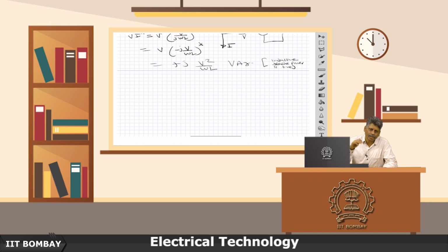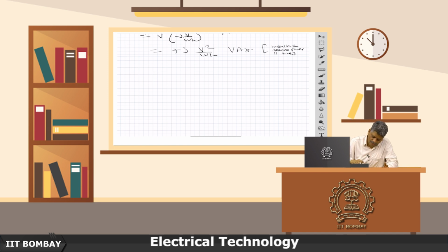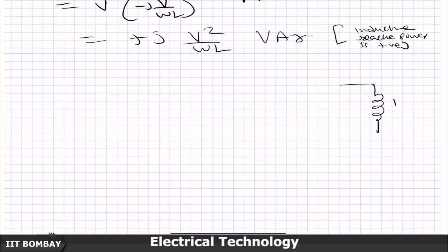You can either put a capacitive element in series, or you can put an inductive element in, or you can put a capacitive element in parallel. I will give you one example. Let us say this is an inductor of, let us say, 1 ohm. Now, directly I am giving you the value in ohms.